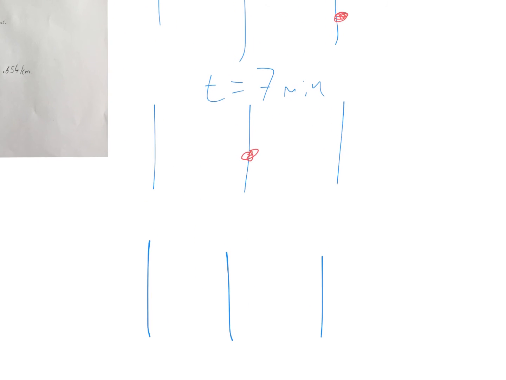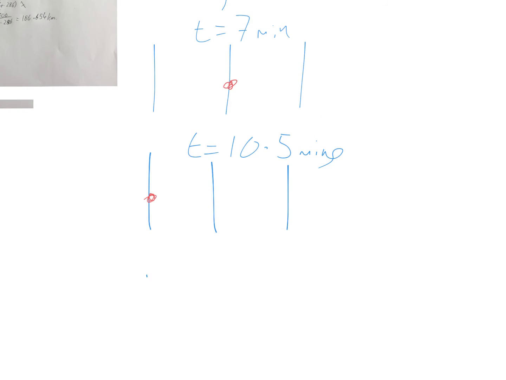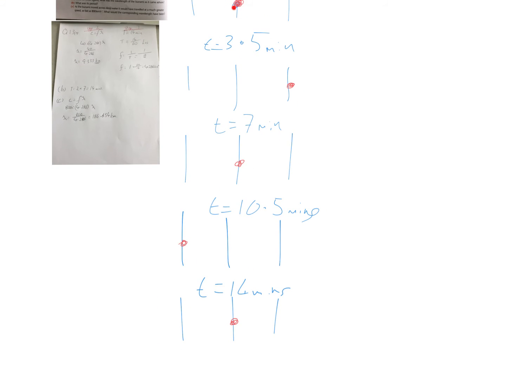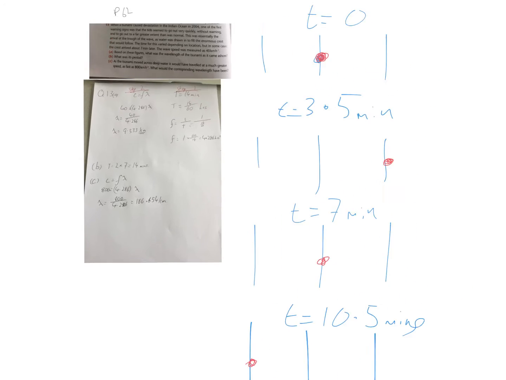I'm just going to continue doing these out. So at a time of 10.5 minutes, it would be as far inland as it's going to be, and then at a time of 14 minutes, it's going to be back to where it started, right? So that would be one full wave cycle going from its equilibrium position out to one side, back to equilibrium, out to the other side, and then back to equilibrium. One full wave cycle. Okay, so that's a time of 14 minutes.